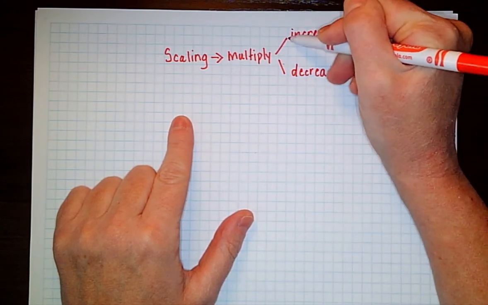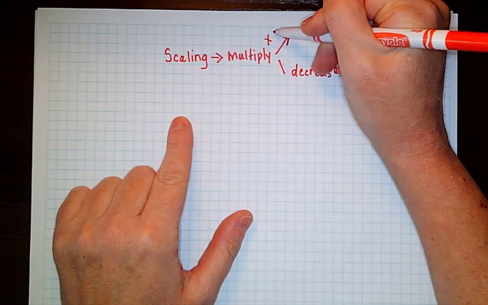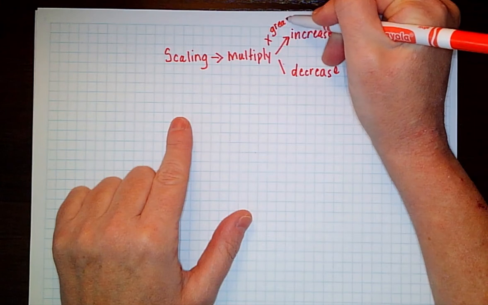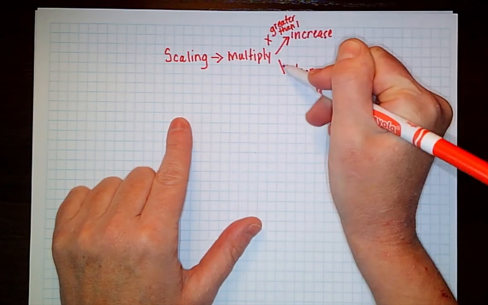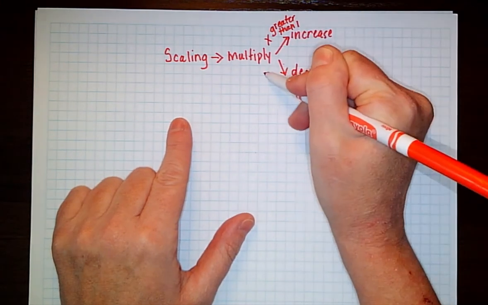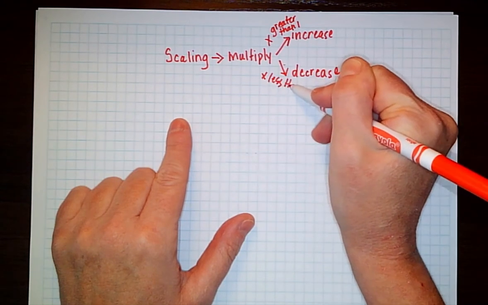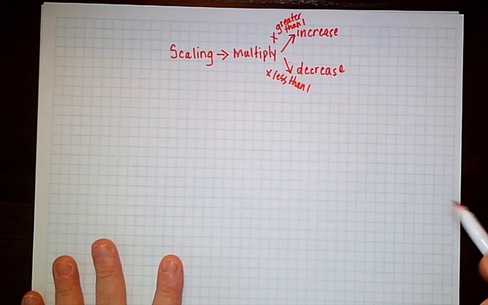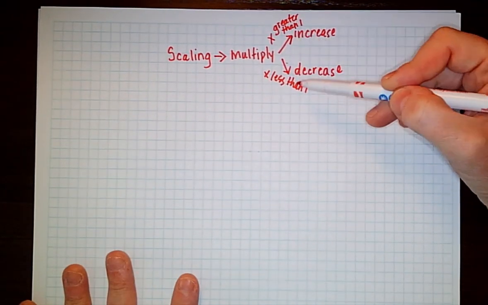When you're increasing, you're multiplying by a number greater than 1. And when you're decreasing, you're multiplying by a number less than 1, also known as a fraction. Okay, so multiply to increase or decrease: greater than 1, less than 1.